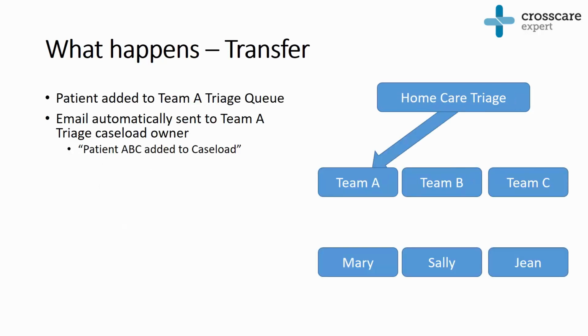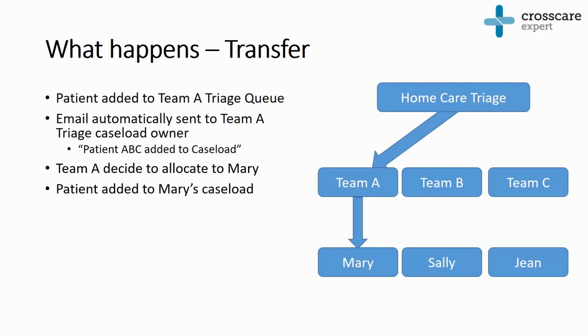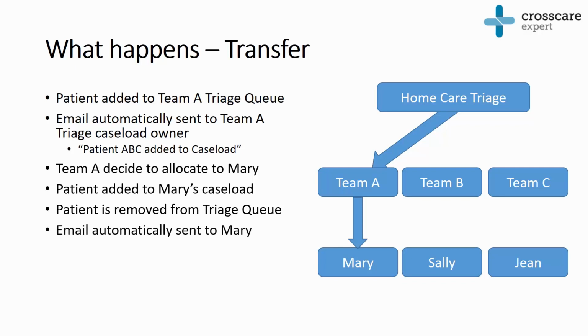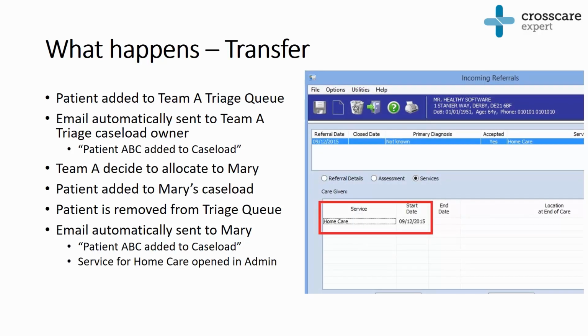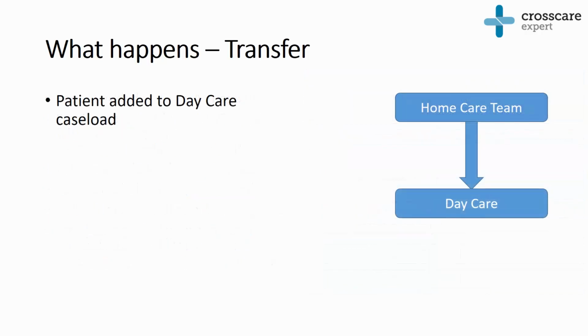The home care team may decide to take the patient on and allocate them to Mary. So they can transfer from the triage caseload to Mary's caseload. The patient is removed from the triage queue and an email sent to Mary saying that the patient has been added to her caseload. The other thing that can happen is that the home care service can automatically be started against the referral, so nobody in admin has to remember to do that.